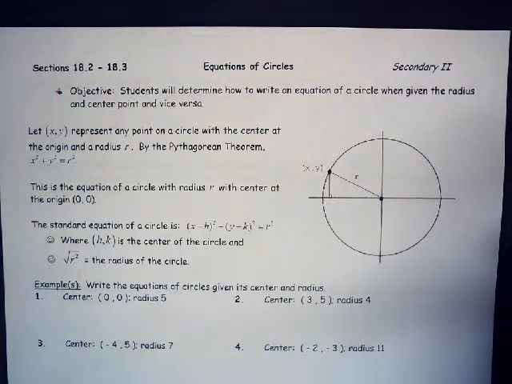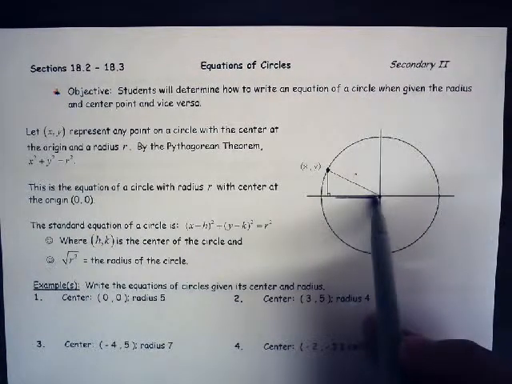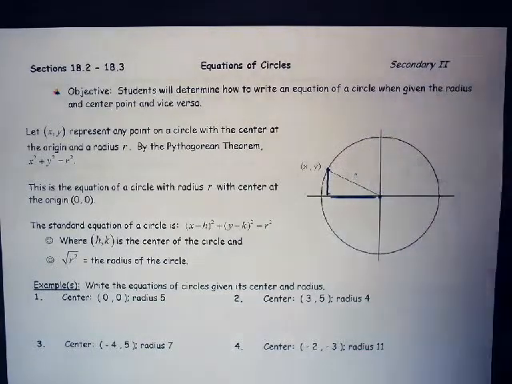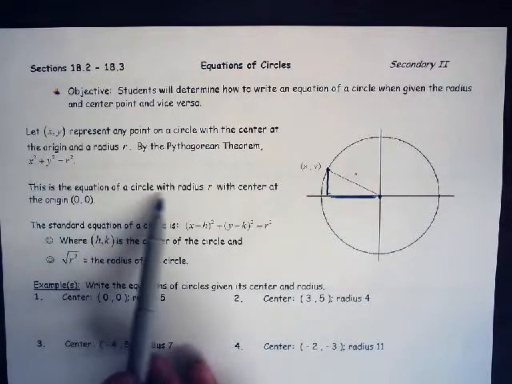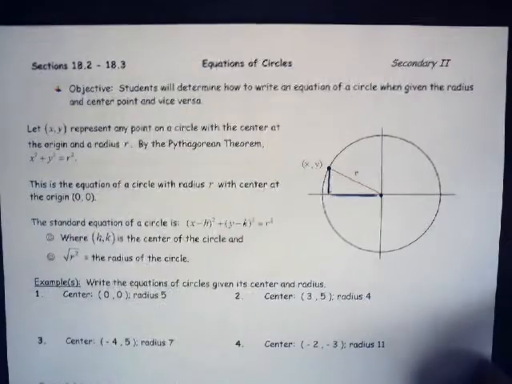By the Pythagorean theorem, we can say that x squared, if we go this direction, it's the x direction, plus y squared equals r squared, right here. So this is the equation of a circle with a radius r with the center at the origin.